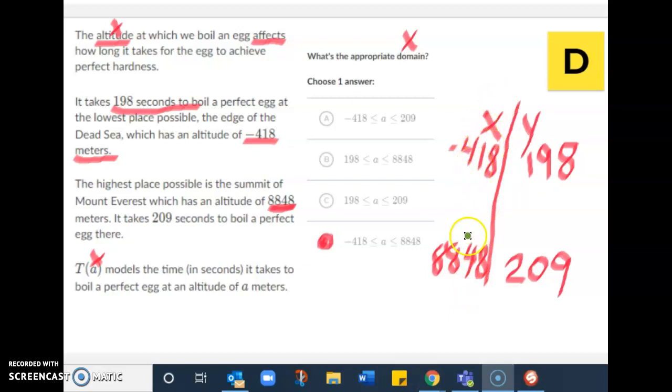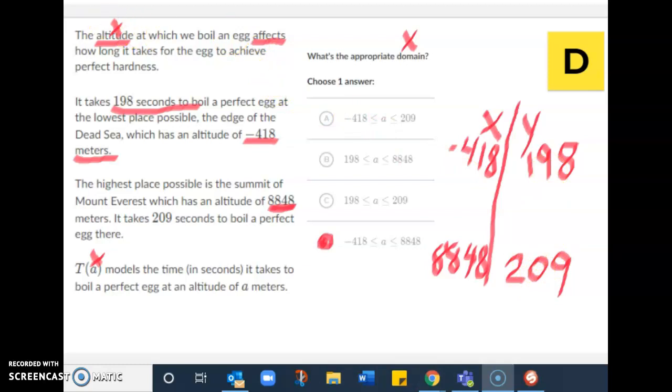So if we organize that information, my X or my altitude can go from negative 418 all the way to 8,848. So that is why answer choice D is correct and not A. A talks about 209, but 209 was my seconds, right?